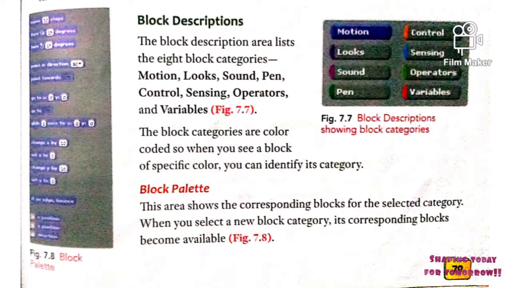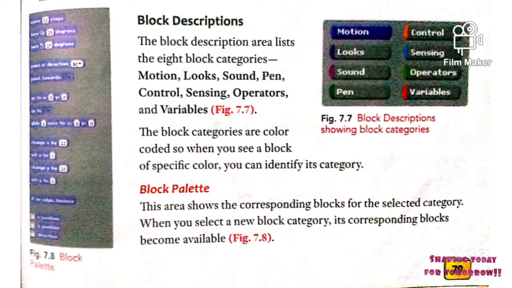So students, these colors play an important role. Let's see how. The block categories are color coded, so when you see a block of a specific color you can identify its category. So students, these blocks are color coded. Whenever you see any color highlighting on the screen, you will easily recognize it. You can easily identify which category this block belongs to.